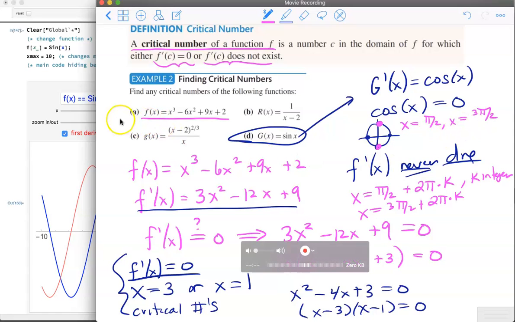Okay. So that's a quick video on what it means to be a critical value. You need to look at when the derivative of the function is equal to 0 or does not exist. And there are a couple more examples to try here.